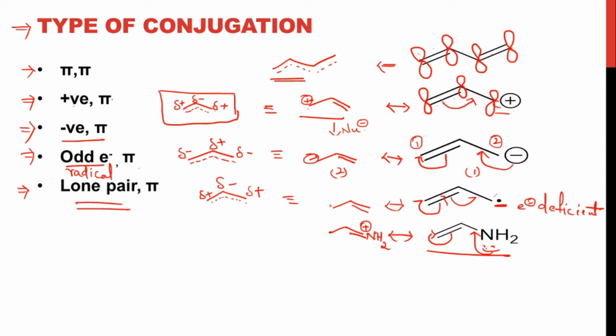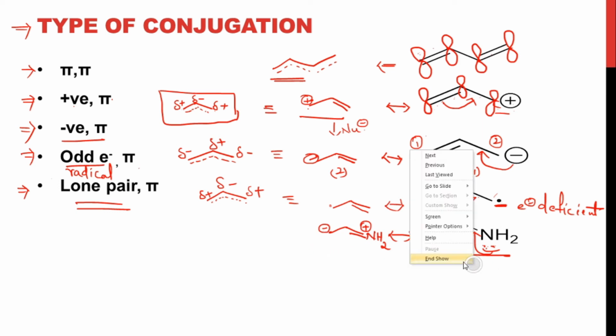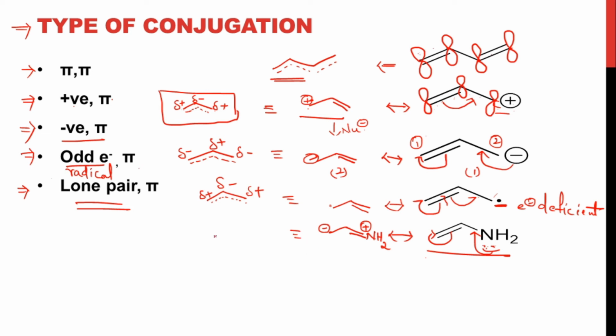So nitrogen is forming 4 bonds, so it gains the positive charge over it, and this carbon gains a negative charge over it by accepting the electrons. So this is one resonating structure, and this is the second resonating structure. So the real molecule, the resonance hybrid, would be something like this: NH2 with the delocalization of electrons denoted by a dotted line, and we will be writing delta positive, delta negative character on this hybrid.